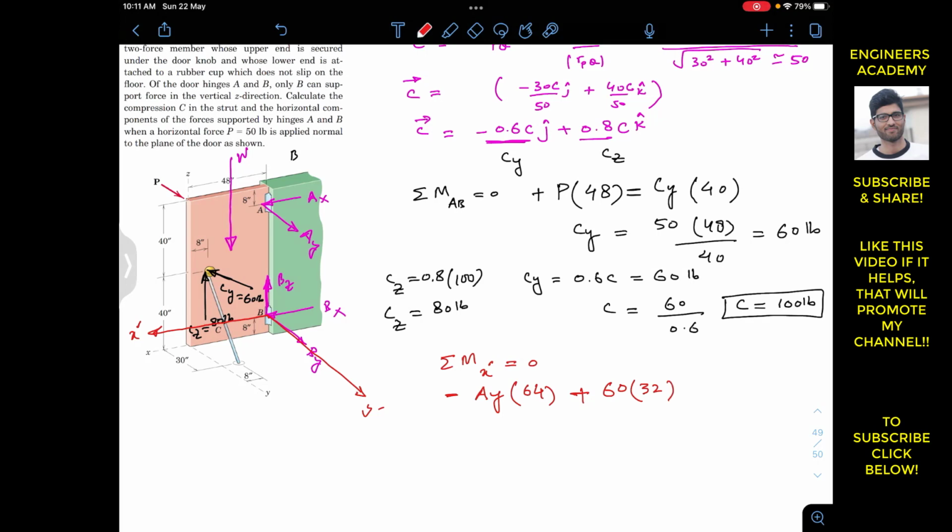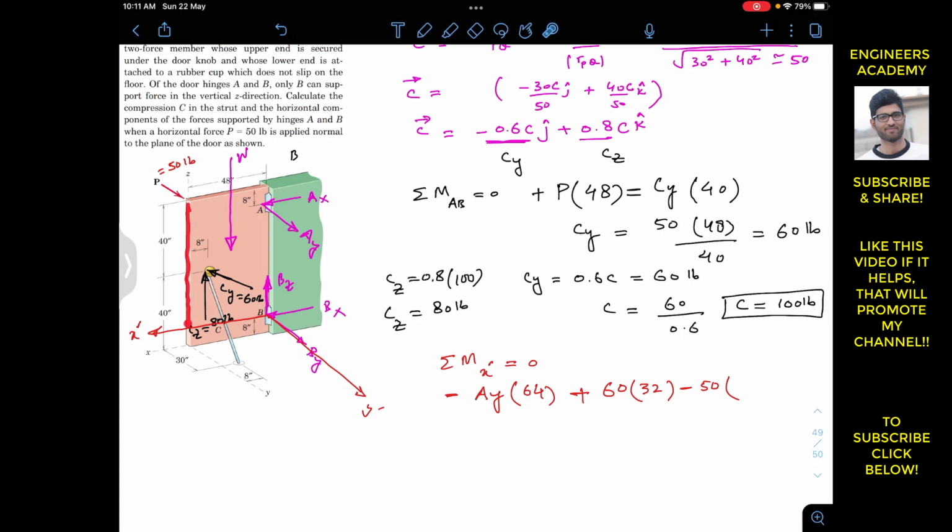And similarly, this p force is producing the moment about the x dash axis in this direction, like this. And if we curl our right hand fingers in this direction around the x dash axis, the thumb will point out in the negative x dash direction. So this means that p is producing the clockwise moment. So I will write minus p, and p has a magnitude of 50 pounds. So I will write 50 into the perpendicular distance from the x dash axis.